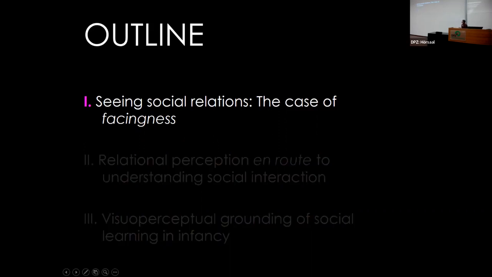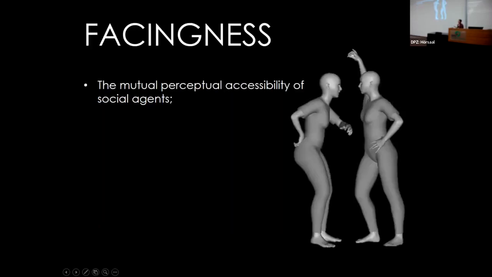So, seeing social relations: the case of facingness. When we started this line of research, we considered perhaps the most obvious case of a socially relevant spatial relation, which I call facingness. I define facingness as the mutual perceptual accessibility of two or more social agents.